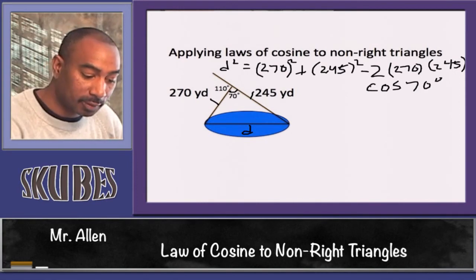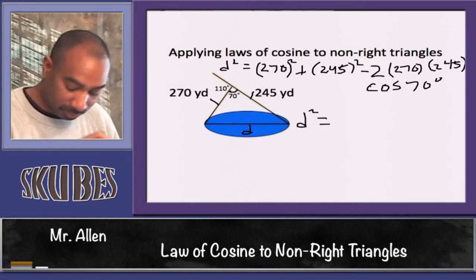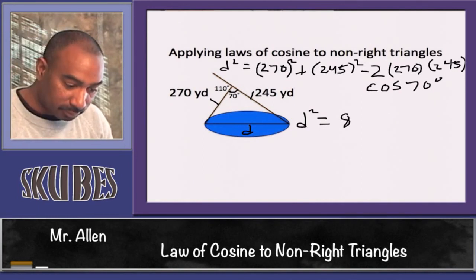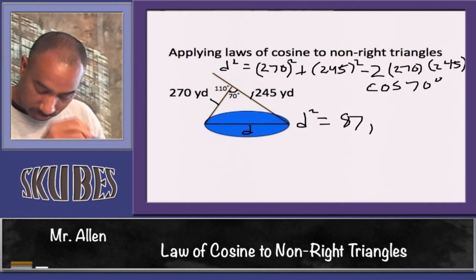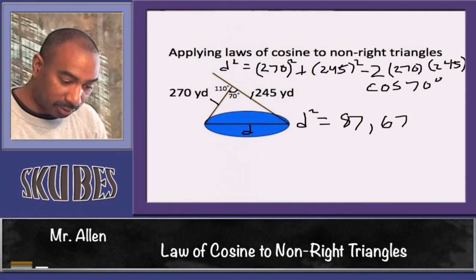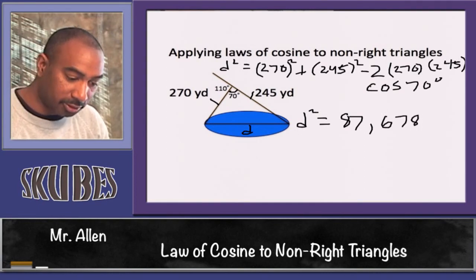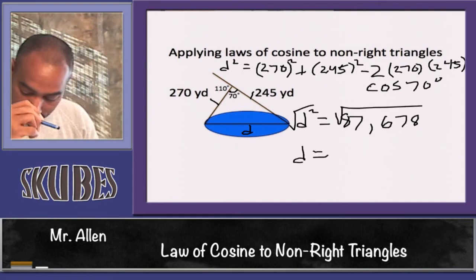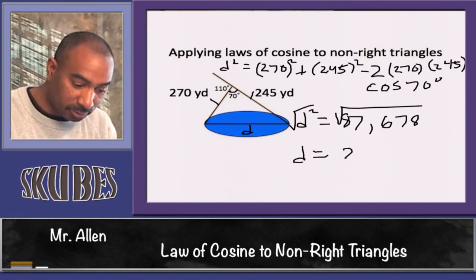Okay? And if you simplify that, you're going to wind up with d squared equals 87,678. And what you're going to do is unsquare both sides. So d is going to be approximately 296 yards.